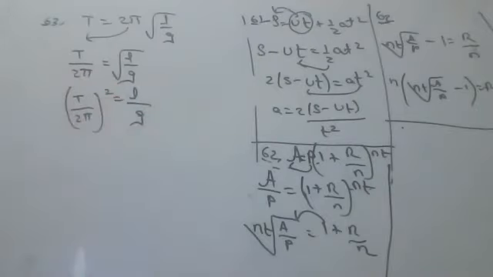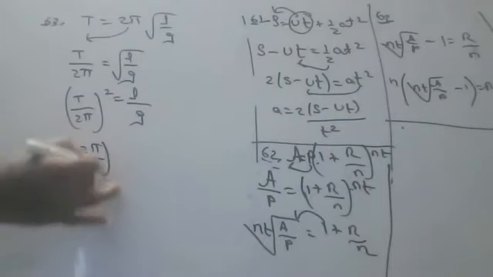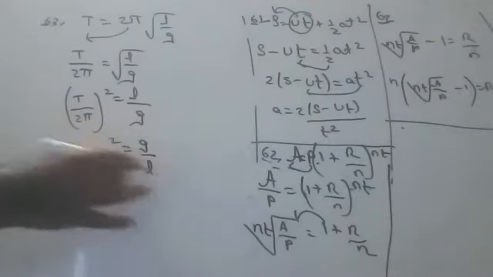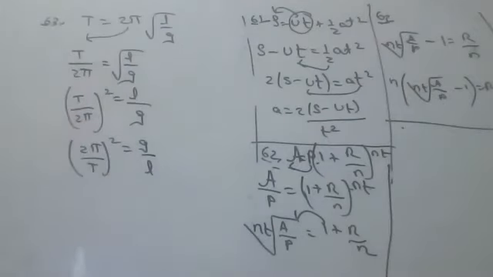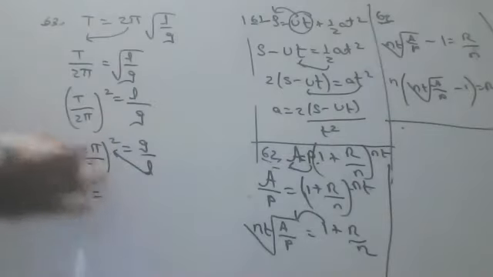Now, T by 2 pi whole square, L will go down, sir. So children, 2 pi reverse, 4 pi square by L. Reverse both the sides. This also reverse, this also reverse. And now you bring L here. So G is equal to 2 pi whole square.